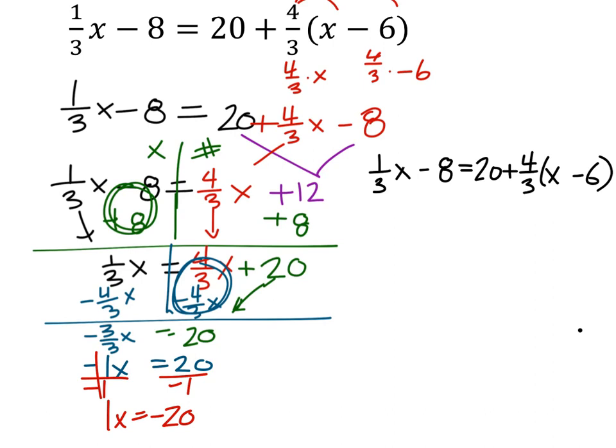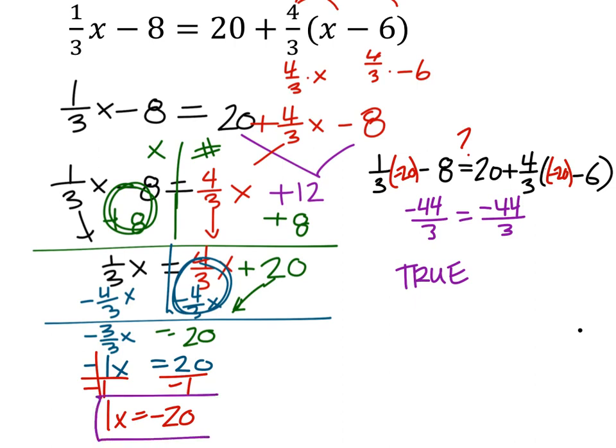And in this original equation, we're going to go back and replace the x's with the x value we think it is, which is negative 20 right now. And we'll plug this into the calculator to see if this is true or not. Got negative 44/3 on the left and on the right. So it looks like this is true, which means that the x value of negative 20 makes our original equation a true statement, which means it is a solution to that equation.